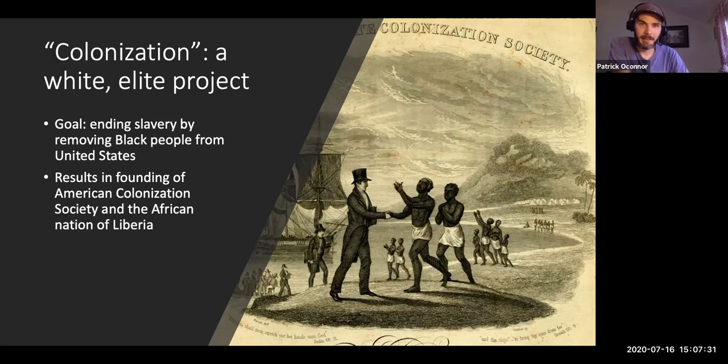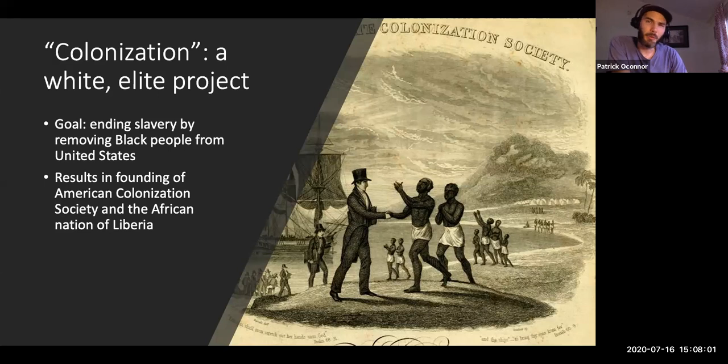Eventually, this idea leads to the formation of what was called the American Colonization Society. And eventually that society founds a country, or at least a colony at first. It later becomes an independent nation called Liberia in West Africa, and that nation still exists. And its capital is Monrovia, named for President James Monroe, who was president at the time that Liberia was founded.